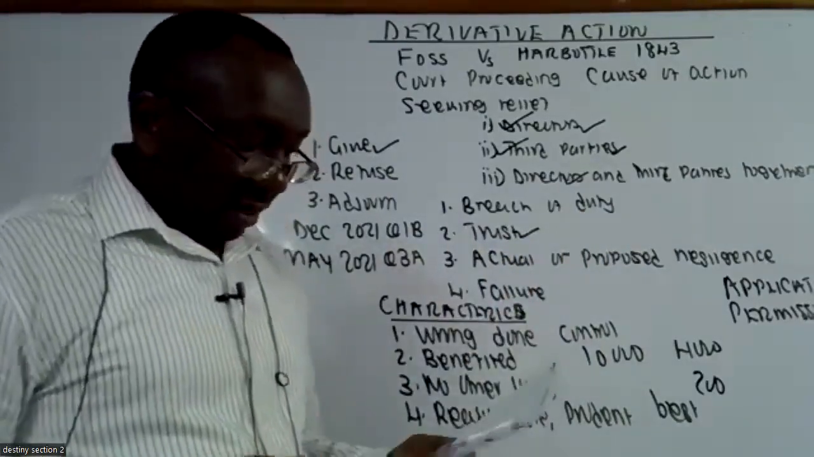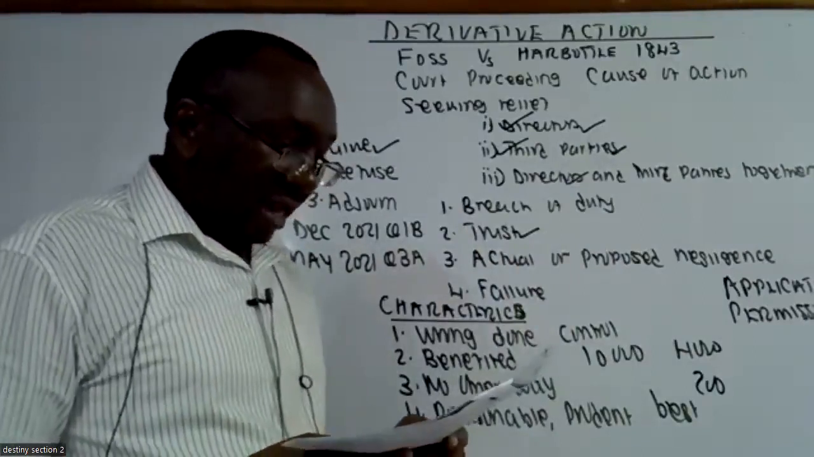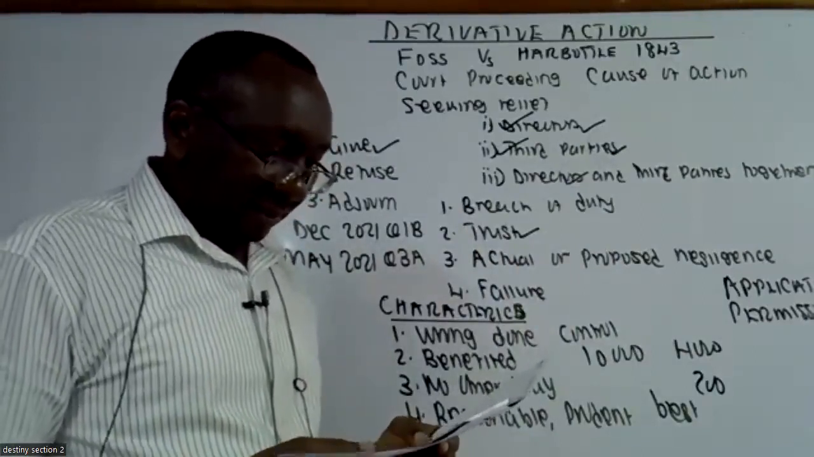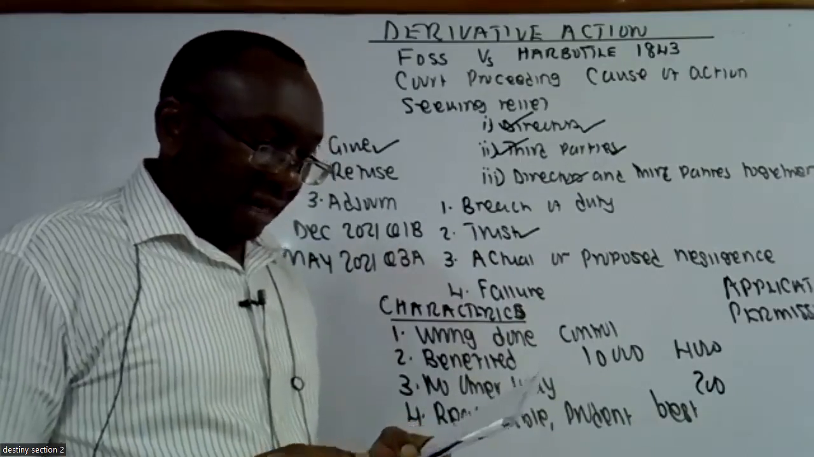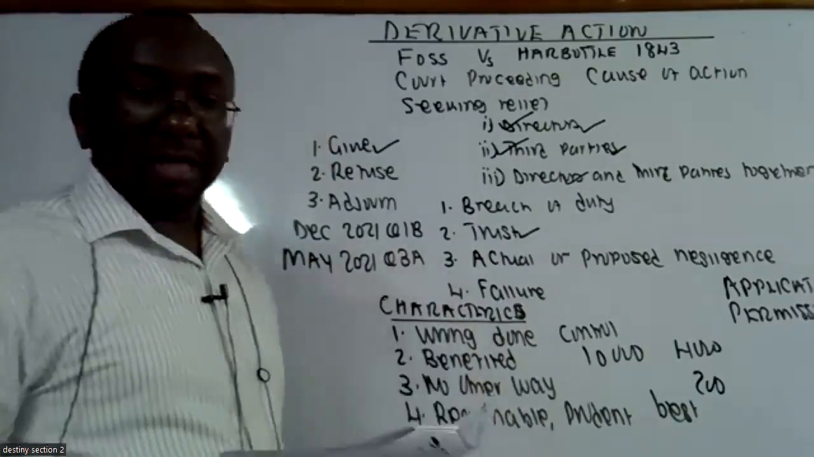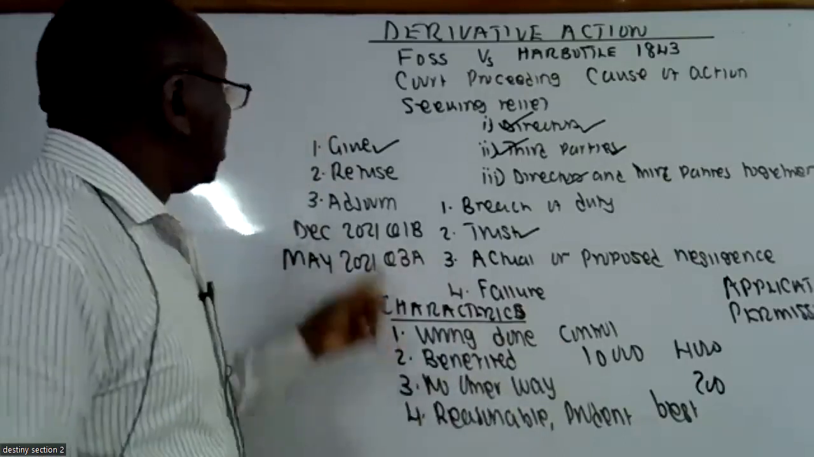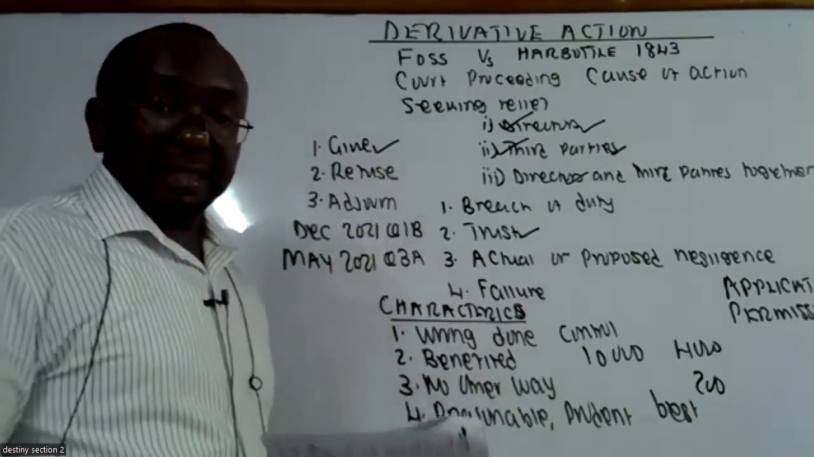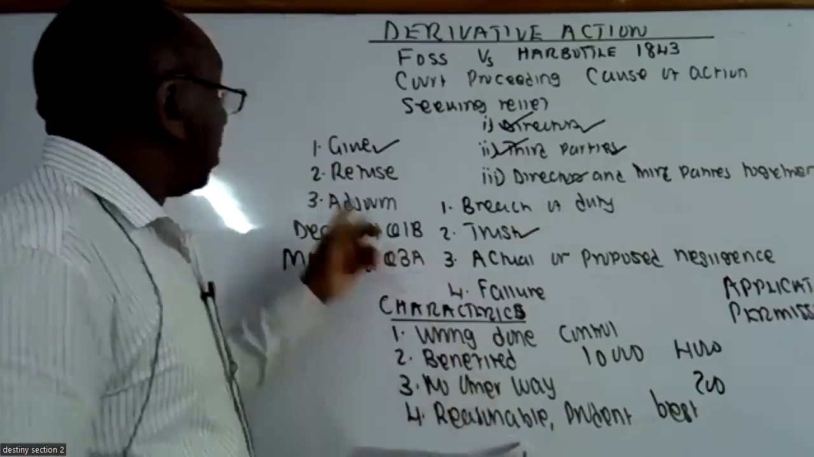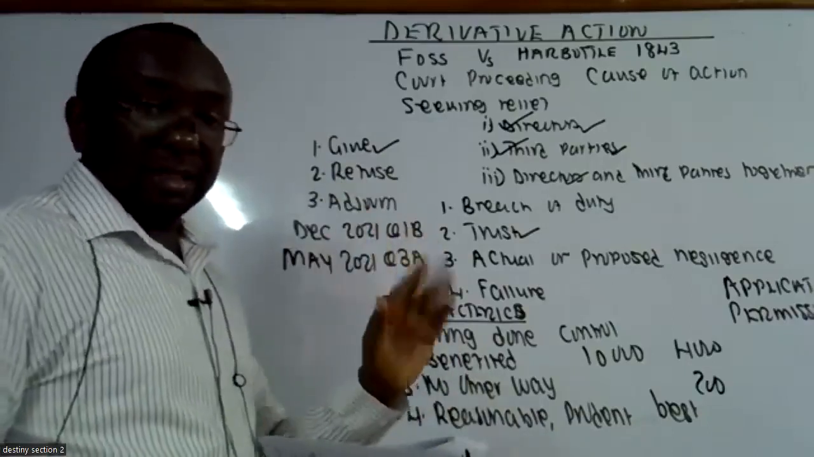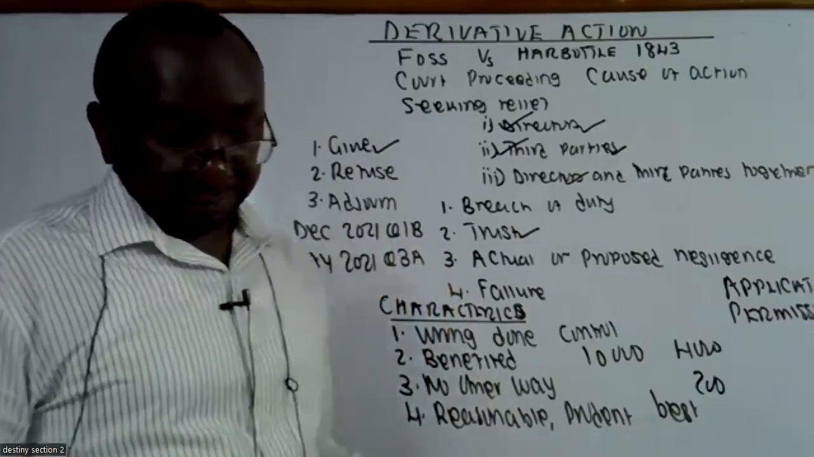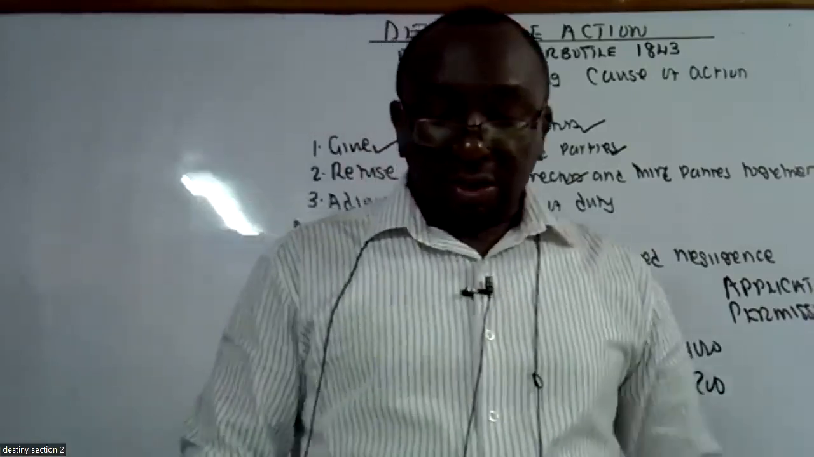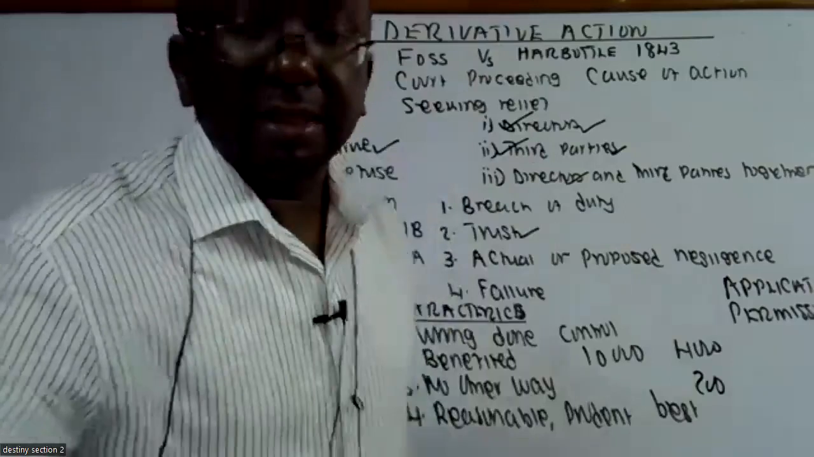And then finally, we are asked to highlight three outcomes that might arise upon the court hearing the application of derivative action. So the outcome that can come out, one, we said they can grant that the claim continues, or they can refuse and dismiss it, obviously with reasons, or they can adjourn. So that's good for that.